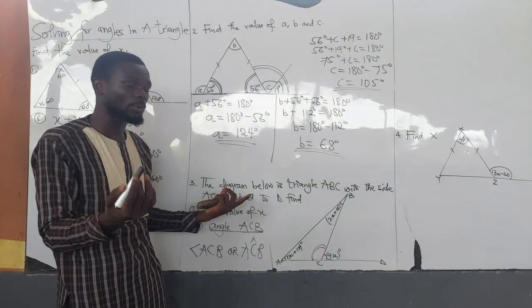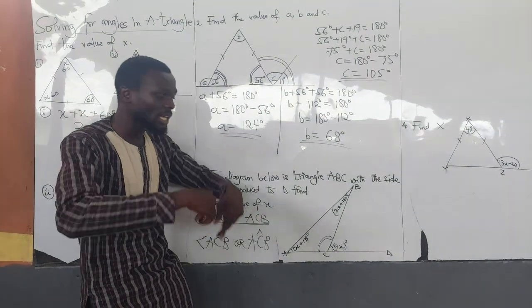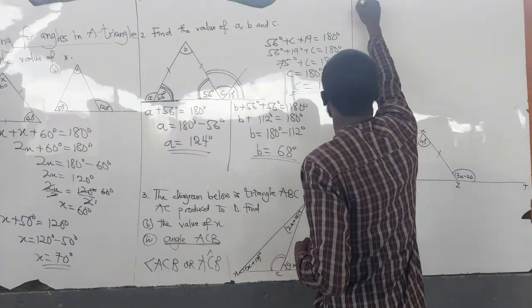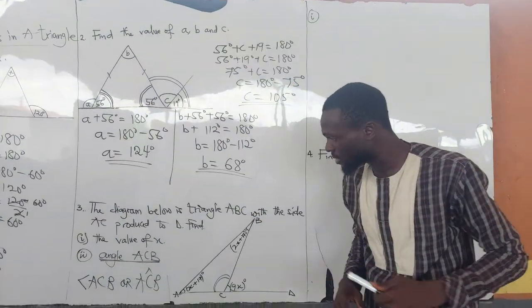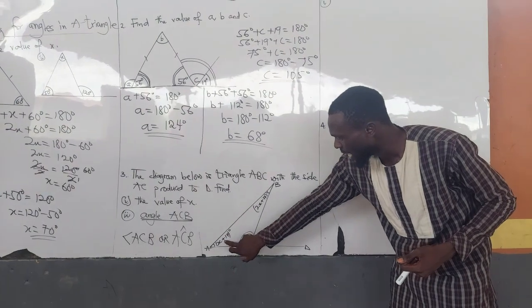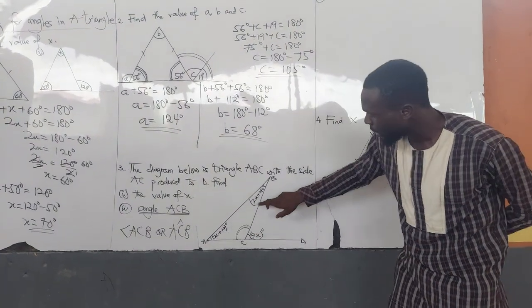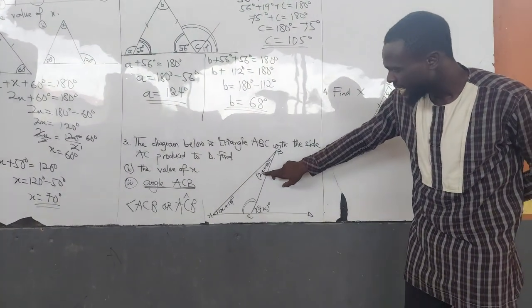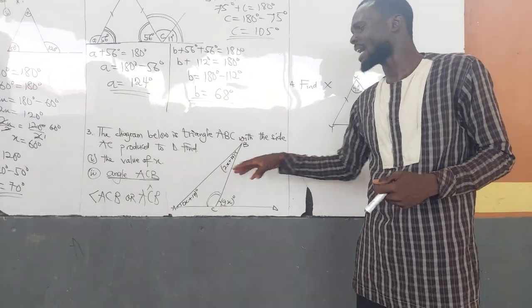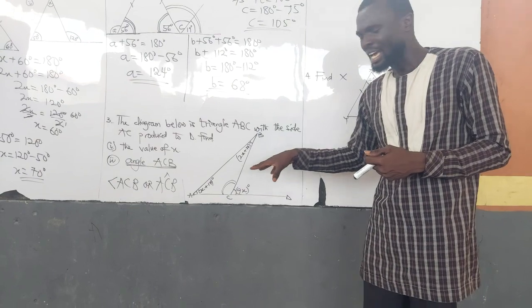It says we should solve for X. So in solving for X, look at the diagram. You have X here, X plus 17 here, you have 2X plus 17, then you have 9X.